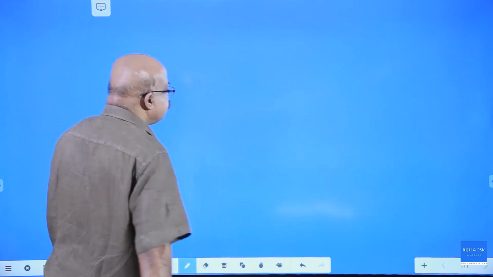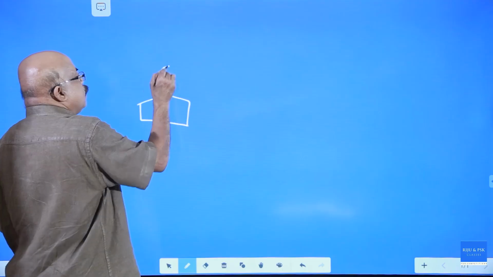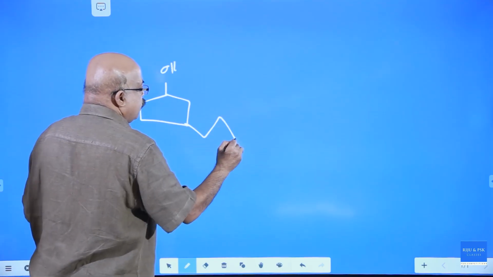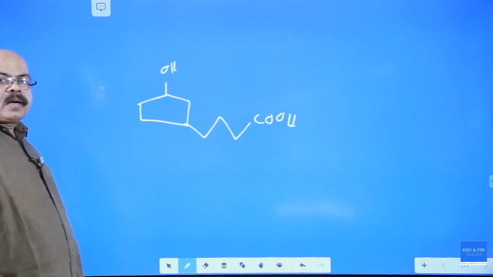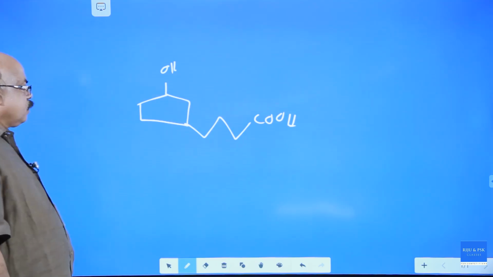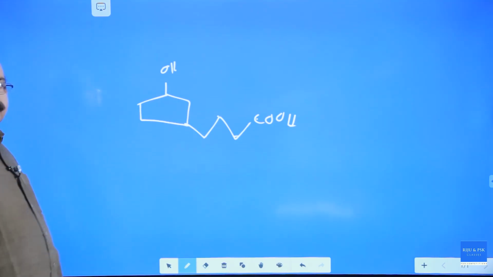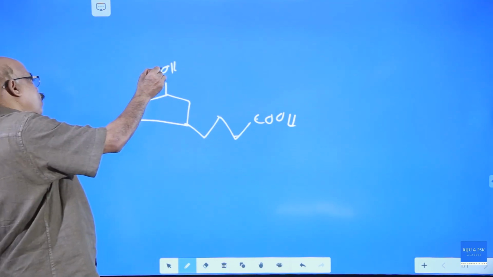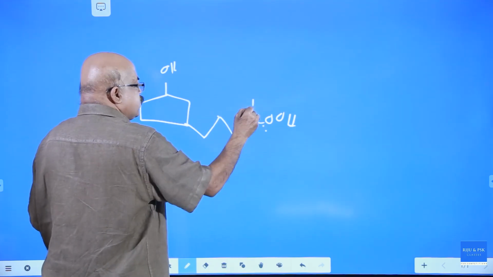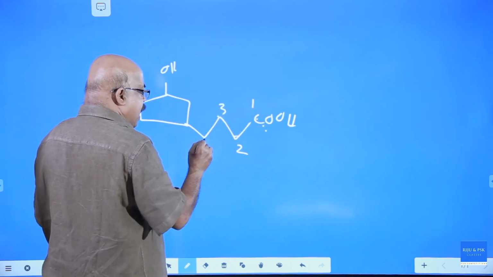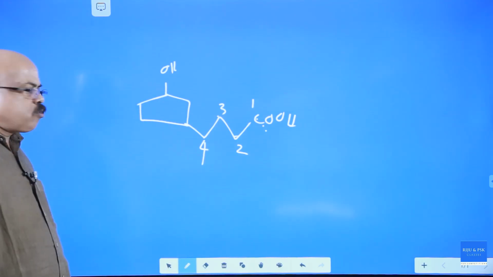Next is a 5-membered ring with OH and COOH. Here 5 carbon atoms are in the ring, and 1, 2, 3, 4 carbon atoms are in the side chain. Here there is the functional group OH, here COOH. COOH takes higher priority. This is the parent, the parent chain. It is a butanoic acid derivative.